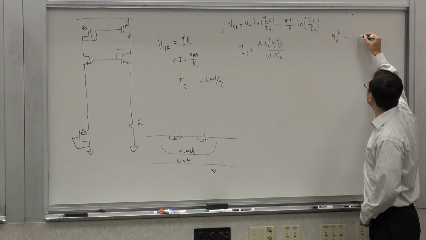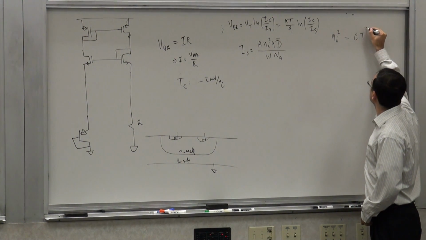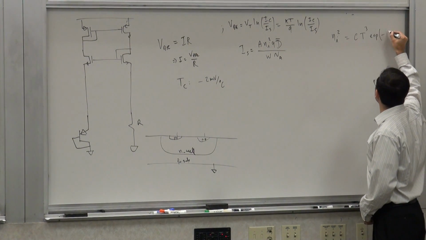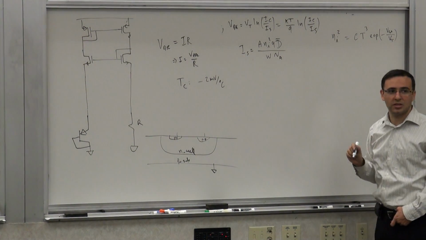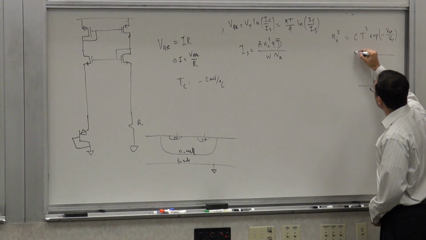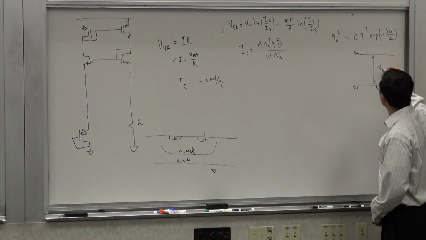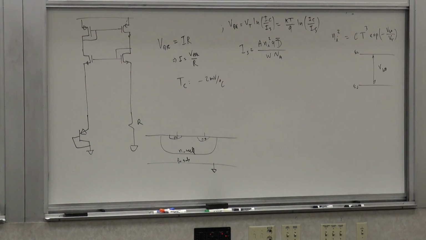That has a dependence that's like this. It has some constant C times T to the third, and an exponential dependence on the VG0, which is the band gap of the semiconductor. So if you remember the energy band diagrams, the difference between the conduction band and the valence band, this is the band gap. Well, it's Q times this is the band gap energy, and this is the band gap voltage. For silicon, it's about 1.1 volt.